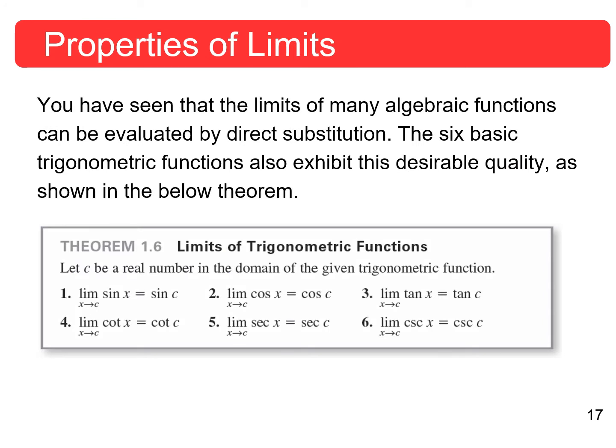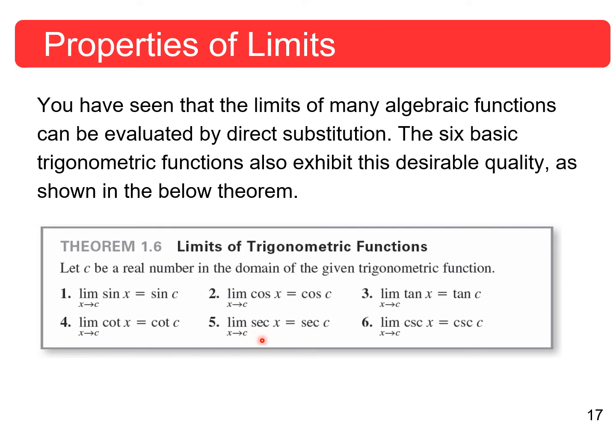Now you have already seen that the limits of many algebraic functions can be evaluated by direct substitution. The 6 basic trigonometric functions can also be evaluated using direct substitution. So in this theorem here, we see that the limit of sine of x as x approaches c is just equal to sine of c. And the limit of cotangent of x as x approaches c is just equal to cotangent of c. Similarly, the limit of cosine of x as x approaches c is equal to cosine of c.